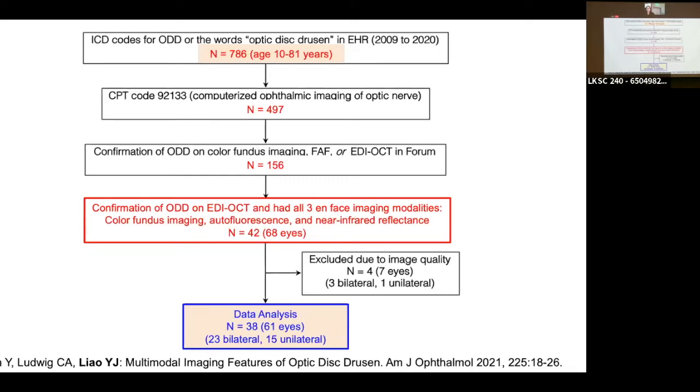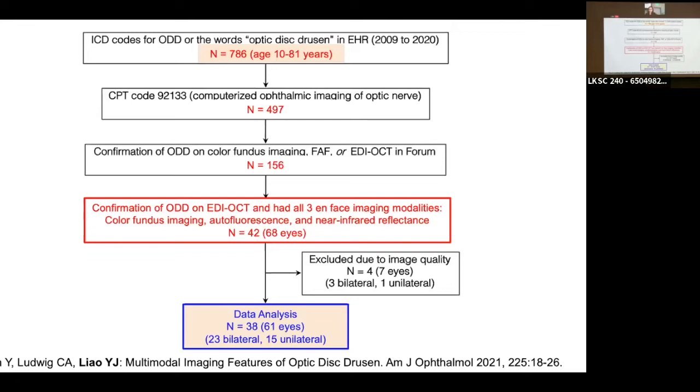So we started with almost 800 specific individuals, and then narrowed it down based on their diagnosis, and then a visiting instructor, Dr. Yan, reviewed all of them. And then identified 68 eyes that had all three en face ophthalmic imaging modalities, which is color imaging, autofluorescence imaging, and near infrared. And they had to have the EDI OCT or the OCT as a gold standard.